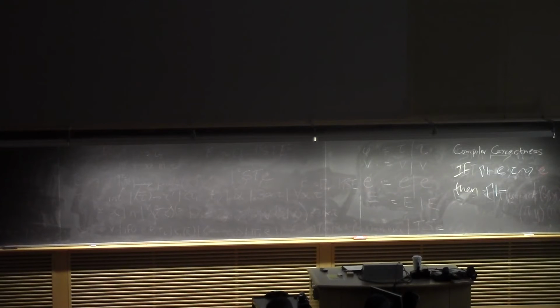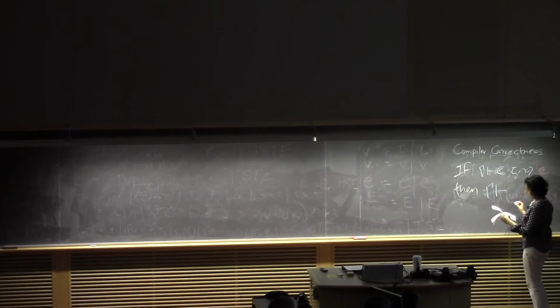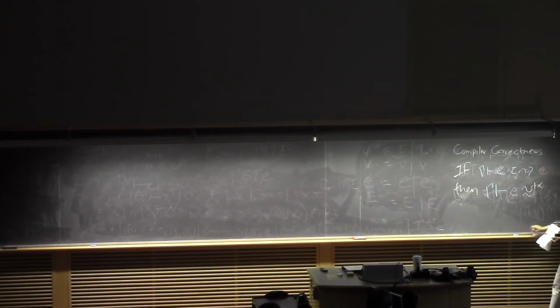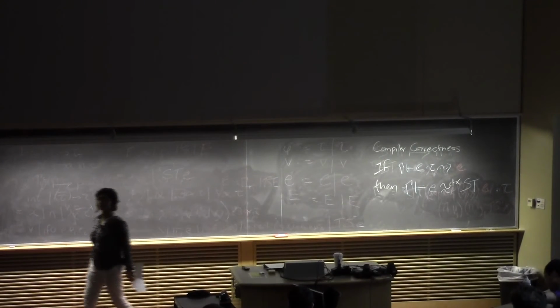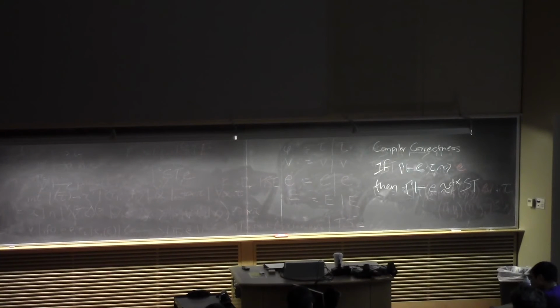roughly, and this is rough, it's not going to be correct, okay? We want the blue E to be contextually equivalent in the multi-language to the blue wrapped red E at the type blue tau. Seem reasonable? Are people wondering why I said it's not quite correct?